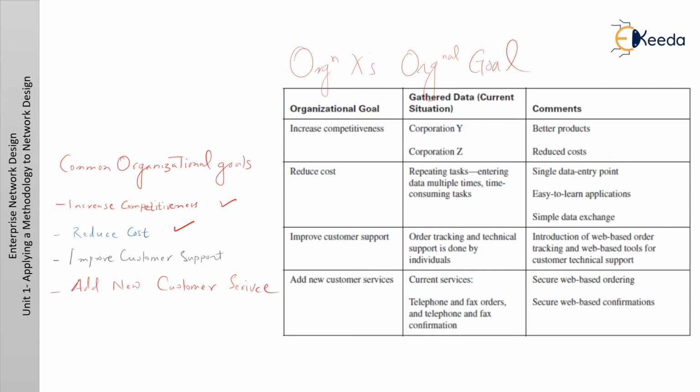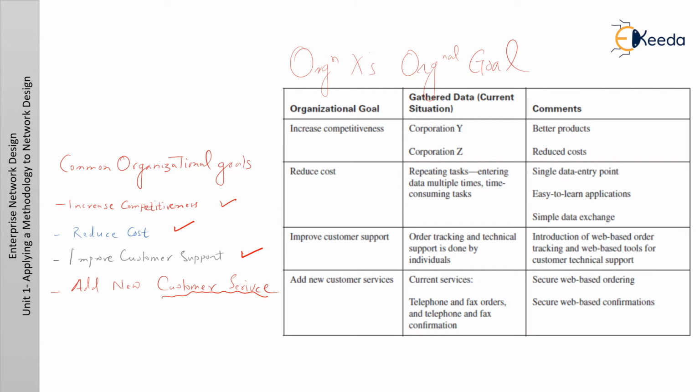Next is improve customer support. This is also very important. Customer support services help provide a competitive advantage. List current customer support services with comments about possible and desired improvement. And last but not the least, add new customer services. So modifications in customer services are also required. List current customer services and note future and desired requested services.